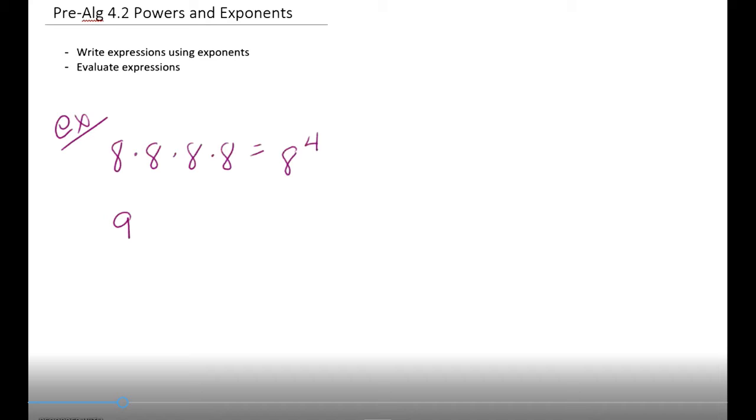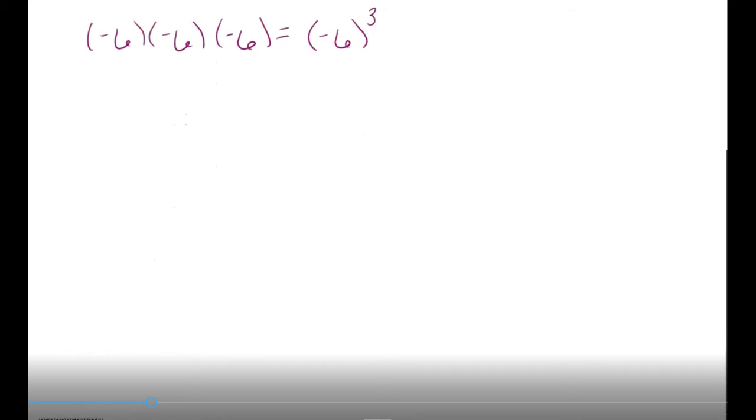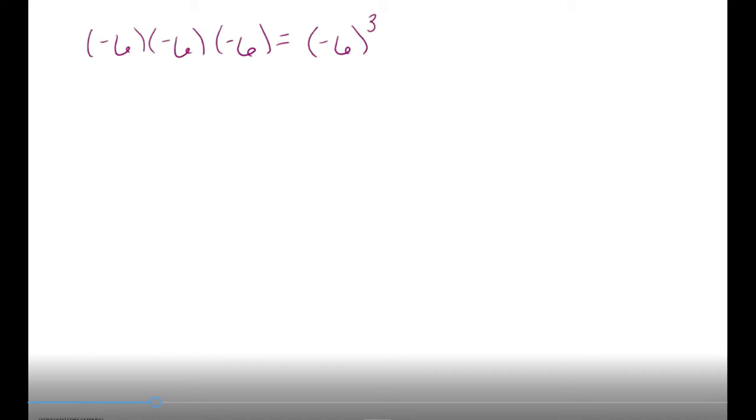If I had just 9, then that's simply 9 to the 1. We're only going to do that one time. And if I had something like -6 times -6 times -6, then I could simply rewrite that as -6 to the 3rd. So, exponents allow us to write repeated multiplication in a more simplified form. All right, if we can do it with numbers, guess what? We can do it with letters. Yay! And the world rejoiced.